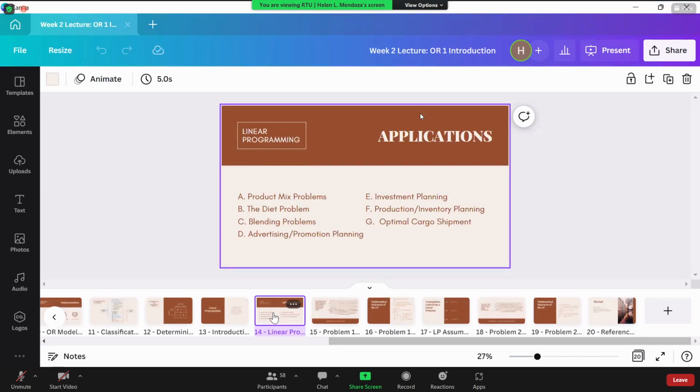Product mix is an example. That is, if the company is engaged in the manufacture of 2 or more products and they manufacture all at the same time, ibig sabihin, these products may be using common facilities, common manpower, perhaps common machines. So your answer is what possible combinations of the products we would be producing would allow us to maximize profit or to minimize cost.